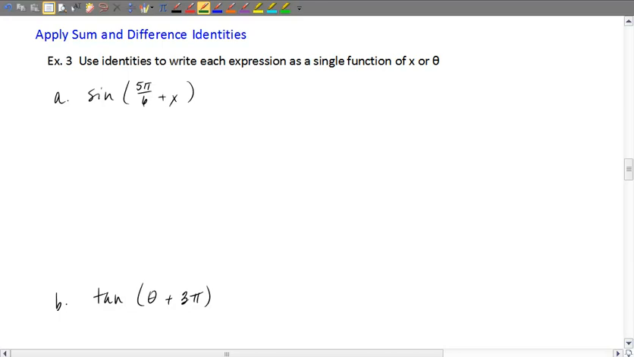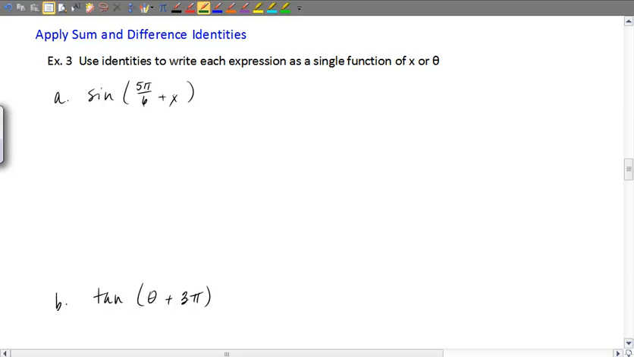Now let's take our sum and difference identities and apply them in a couple of different examples. The first one I want to talk about is I want to be able to write the expression as a single function of x. In other words, I want to get rid of these two terms. I want to make this a single term, and since we know we can't use the distributive property on this, we have to use our new identities.